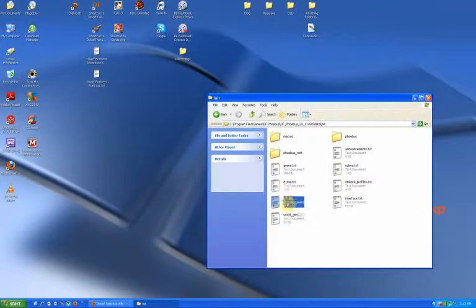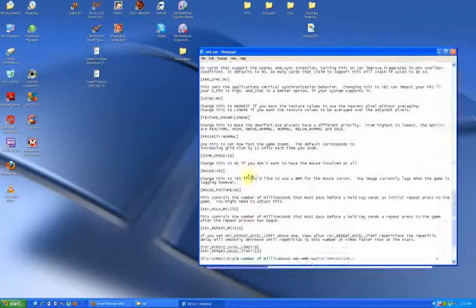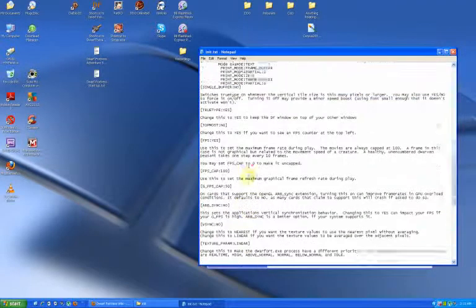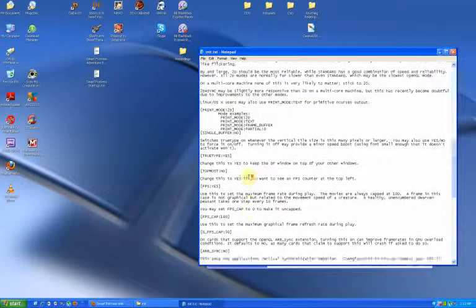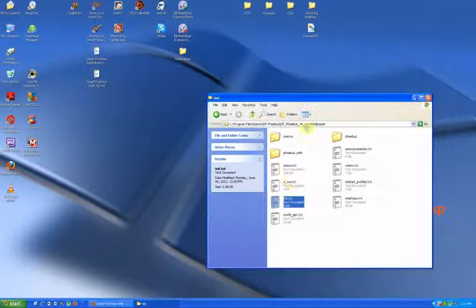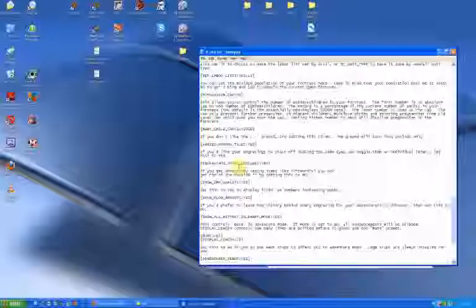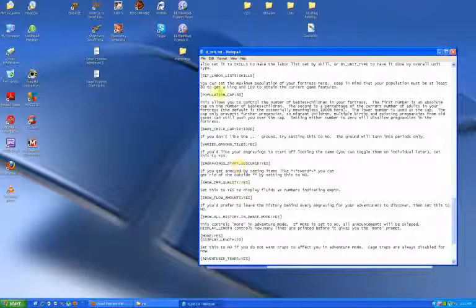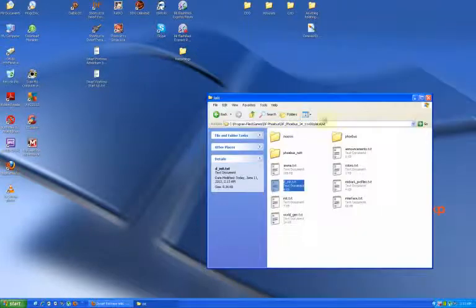Not in this one, I don't think so. It was in that one. Population cap. So I had set this down to 60 from 200. I set this down to 10 from 100. So, when I play again, I'll be doing that.